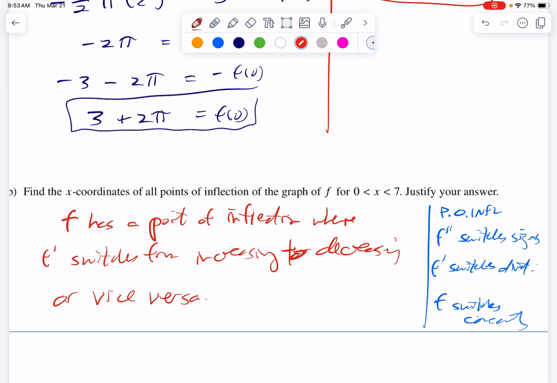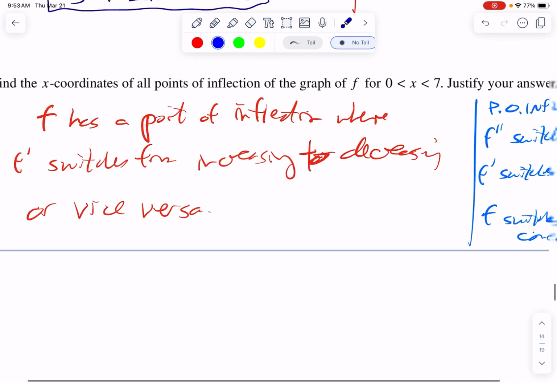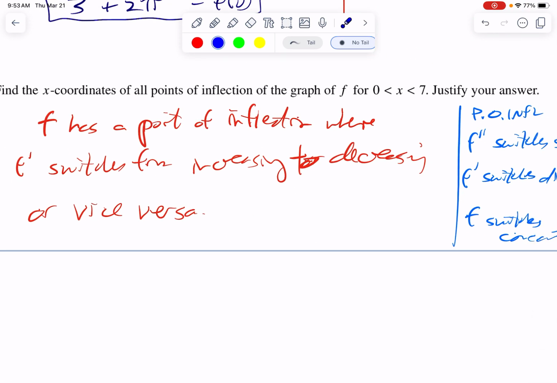Now let me go looking for where that happens. So decreasing, switching to increasing happens at x equals 2. Increasing, switching to decreasing happens at x equals 6. So this occurs at x equals 2 and x equals 6.